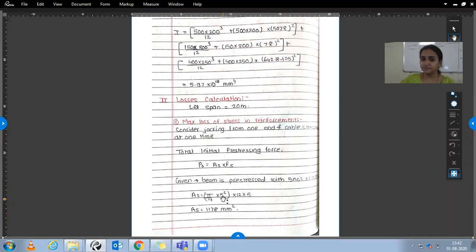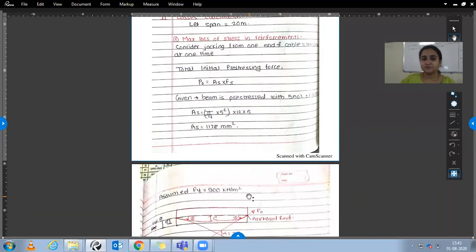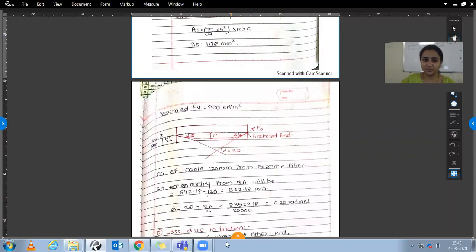Okay, 5 numbers of 12 by 5 cables. 12 is the number, 5 is the diameter of that particular strand, and that one bunch will form one bunch. So like that, there are 5 bunches. So 5 cables are there. We'll get that area. Assume Fy is equal to 900 kilonewton per meter square.